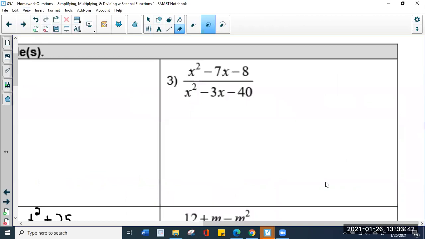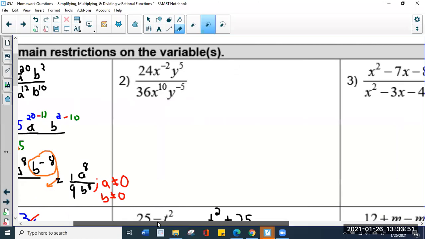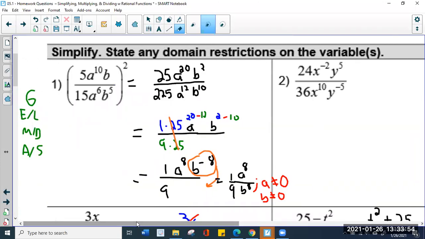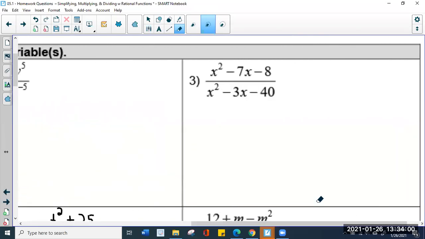The problem is, and I tried to focus on this in the first part of the assignment, that the problems don't always look this nice and pretty. Sometimes they look like these algebra 1 problems, and there's a huge difference. So let's talk about what the difference is between a problem like number 1 and a problem like number 3.